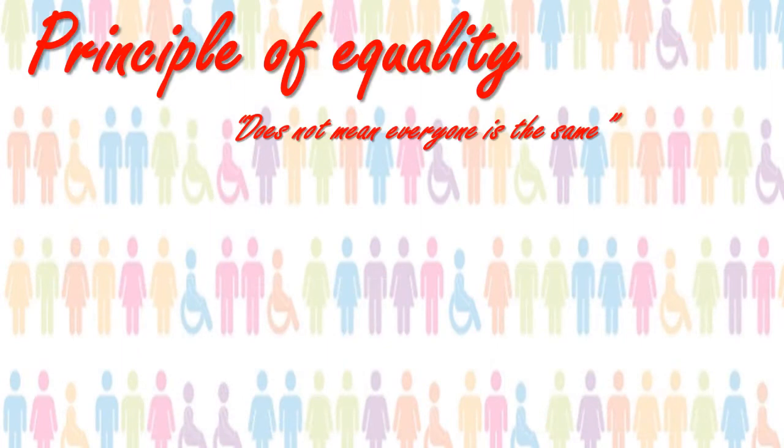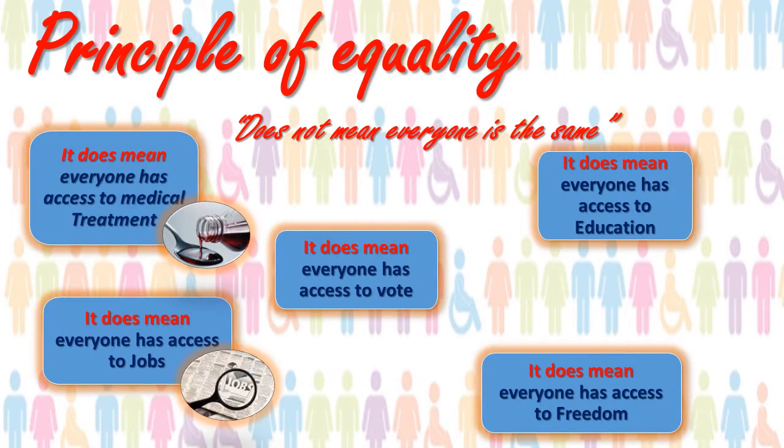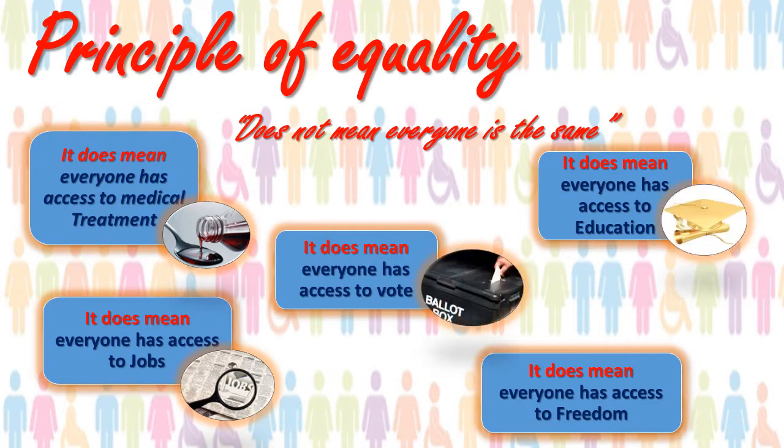The principle of equality does not mean everyone is the same. However, it does mean that everyone has access to medical treatment. It does mean everyone has access to jobs. It does mean everyone has access to vote. And it does mean everyone has access to education and freedom. Now, these are just 5 examples. But if you're talking about what equality really means, it means that all people have access to these different areas, plus other areas as well that I'm sure you could think of.